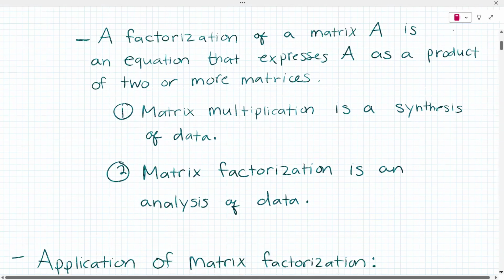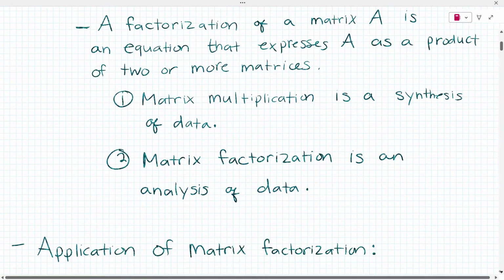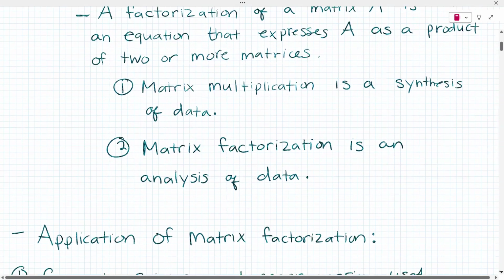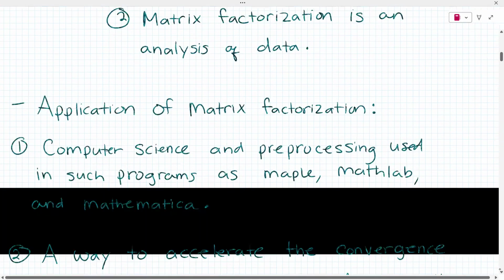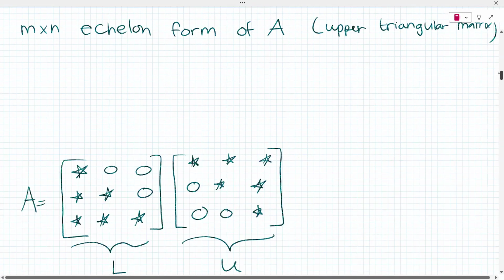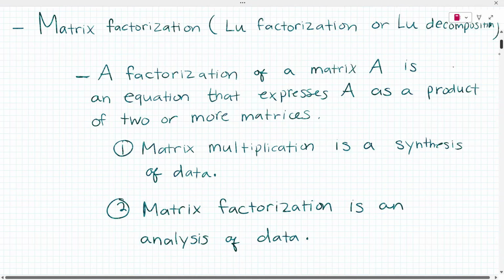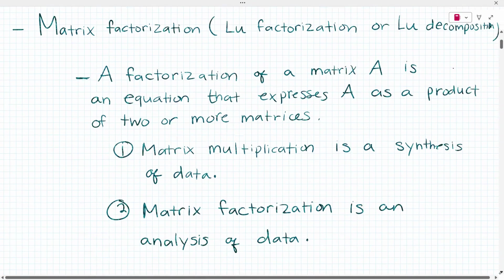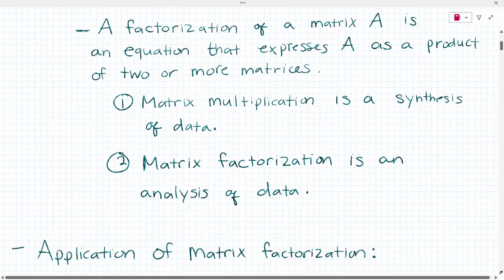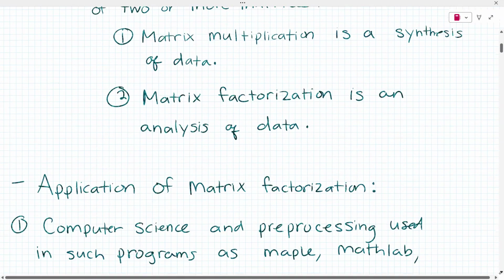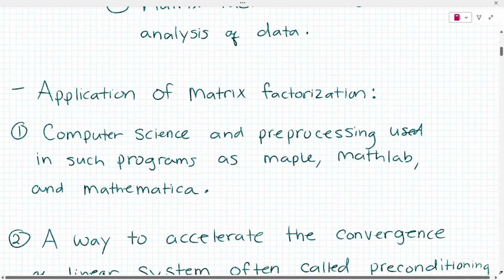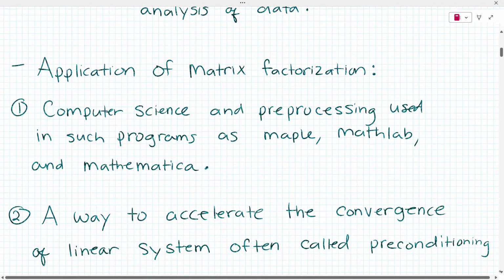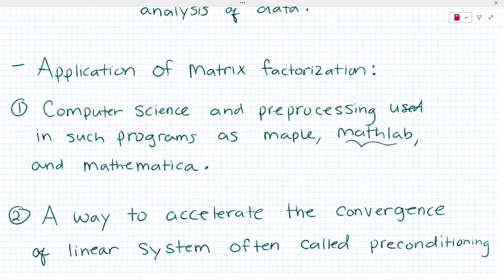So this is why we would use matrix factorization. You can apply matrix factorization in computer science and pre-processing, used in programs such as Maple, MATLAB, and Mathematica. I have personally used MATLAB before, so that is one reason we can use matrix factorization. Another is a way to accelerate the convergence of a linear system, often called preconditioning.